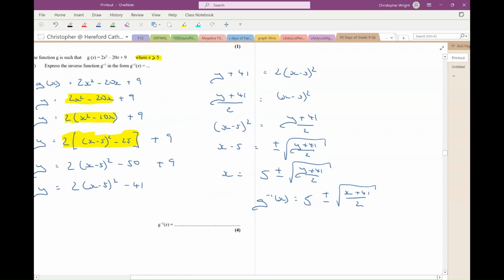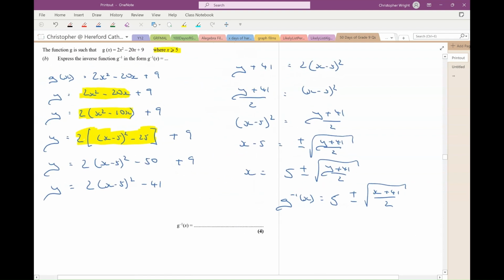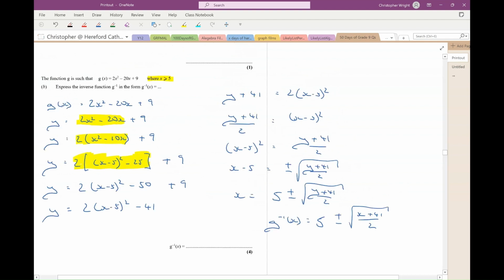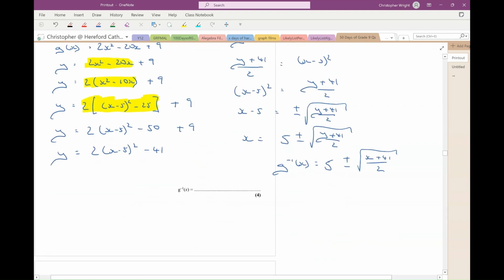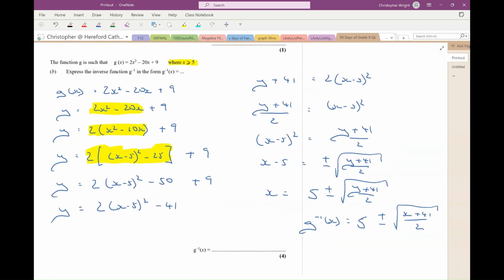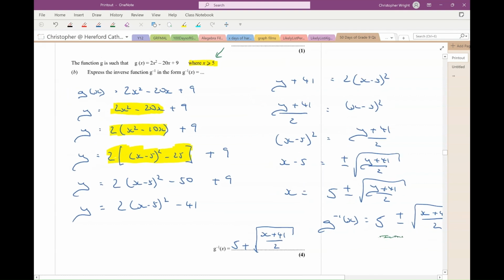But be careful, because here you're told, where's it gone? Here it is. Here we are. Here you're told that x is greater than or equal to 5. So we can't be dealing with 5 minus anything here. So the only solution you're interested in is 5 plus the square root of x plus 41 over 2, because that means that x is greater than or equal to 5.